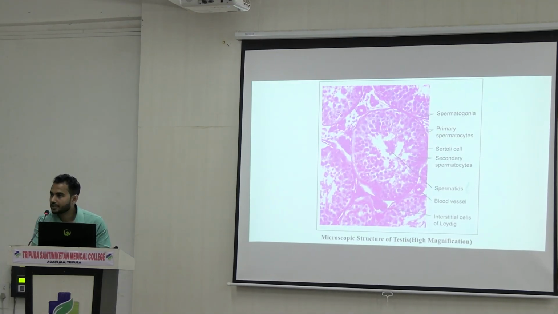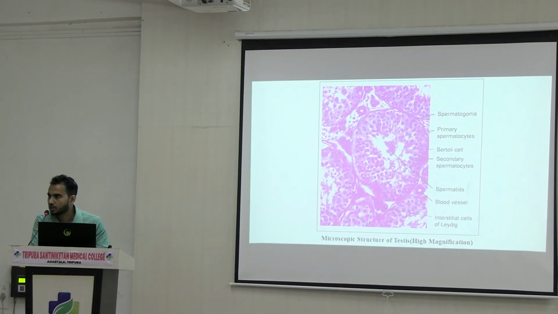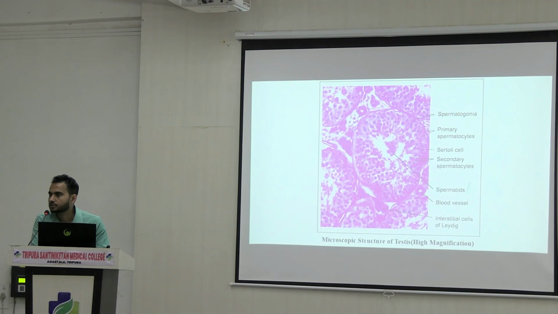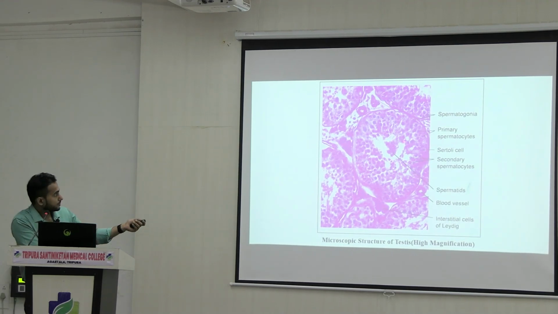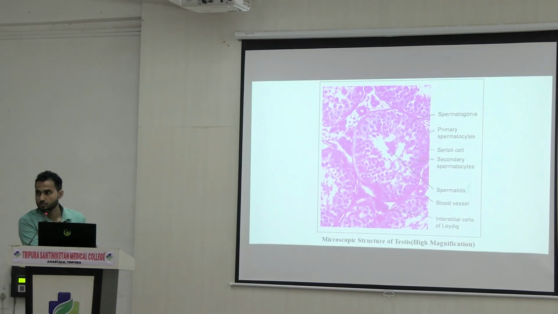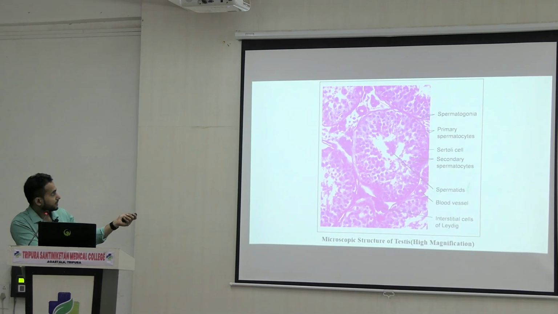Now here you can see the histology of the testis, especially the seminiferous tubule under high magnification. What can you see over here? First of all, you have to locate one. This is one seminiferous tubule. This will be another seminiferous tubule. This will be another seminiferous tubule. Now, suppose this is one cut section of seminiferous tubule. This is another.